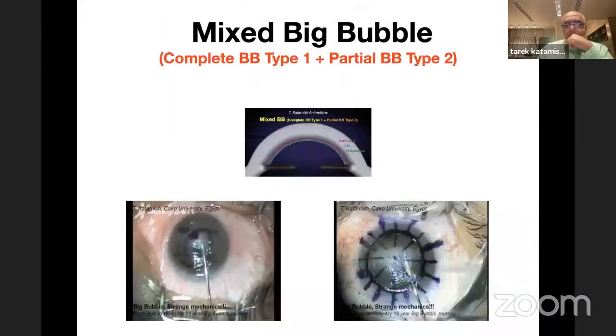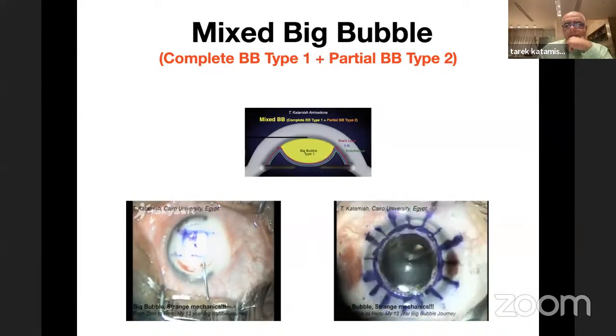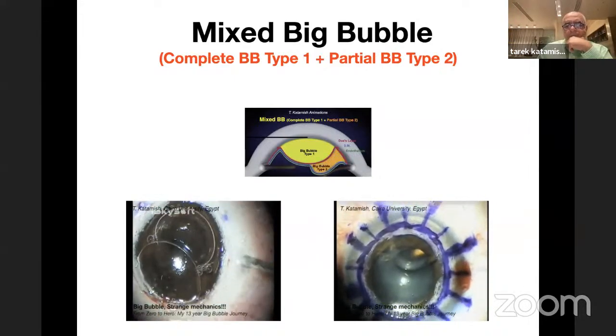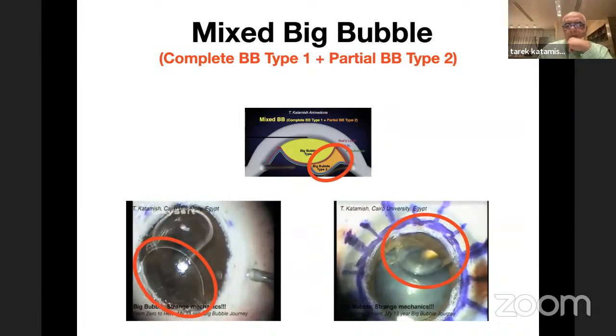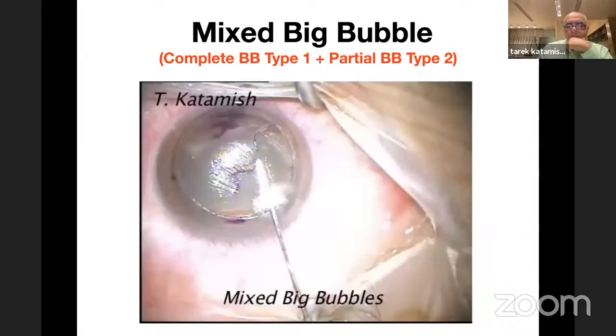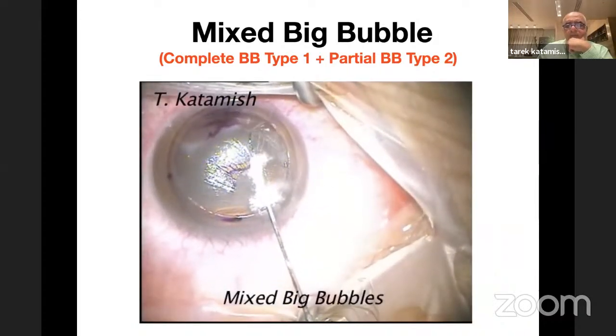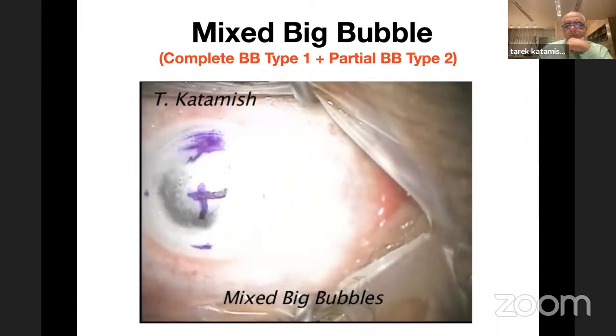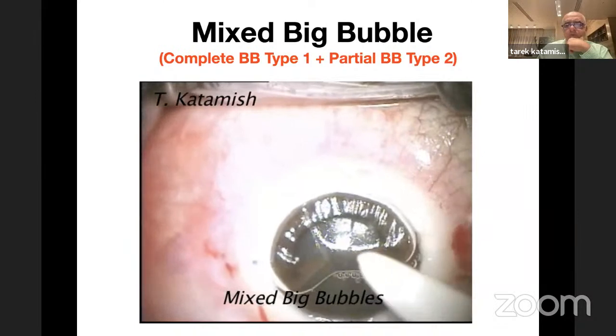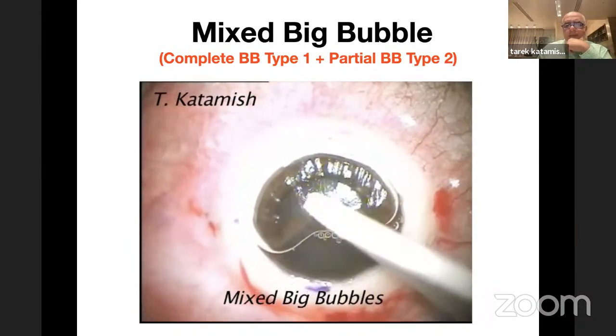So these are the mixed big bubbles, the complete type 1 and the partial type 2, as you see. These are the big bubble type 2 after you open big bubble type 1. Again, example, you see injecting air, nothing is clear whether you have type 1 or 2, and then opening type 1, you will be having another big bubble type 2.